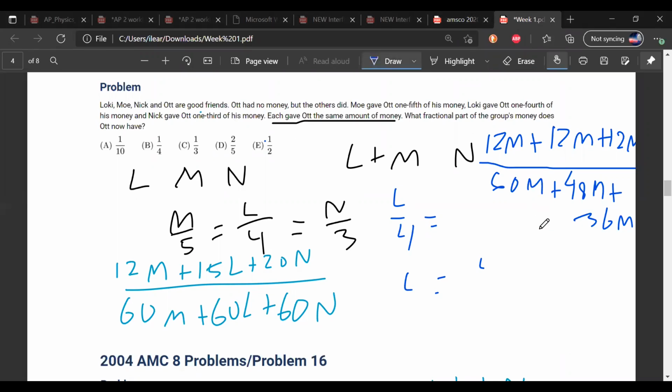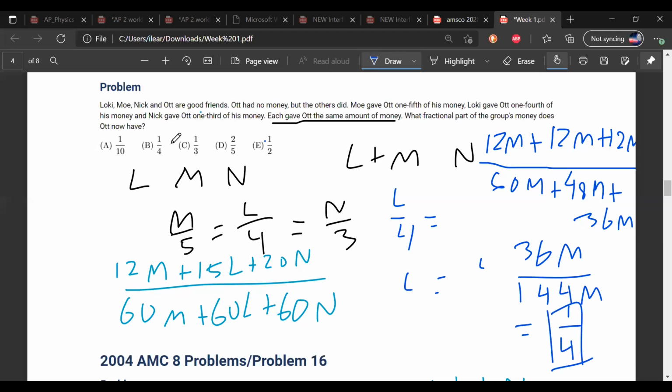All right, so it looks like most people have gotten B, so let's check. 36m over 60 plus 48 plus 36. That would just give us 60 plus 84, which would give us 144m, and this is equal to 1/4. So that's our answer, B.